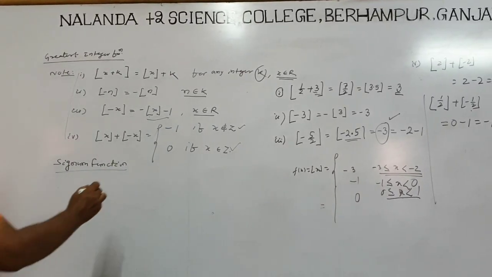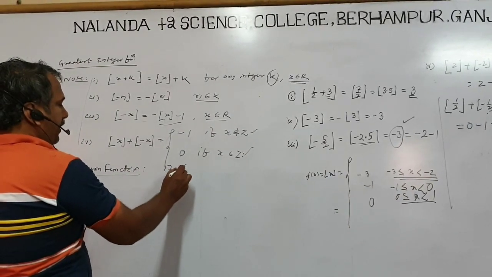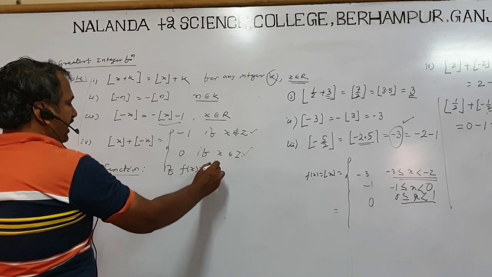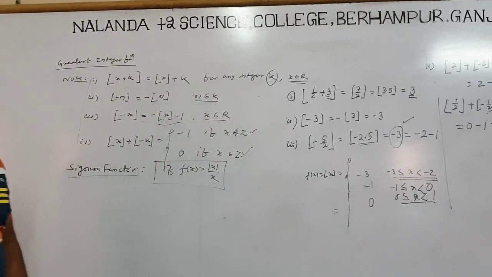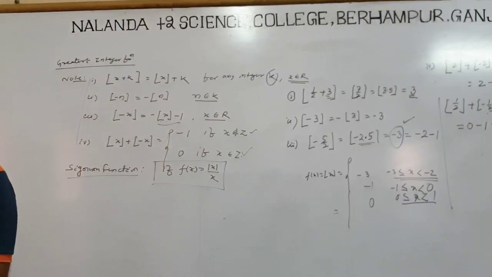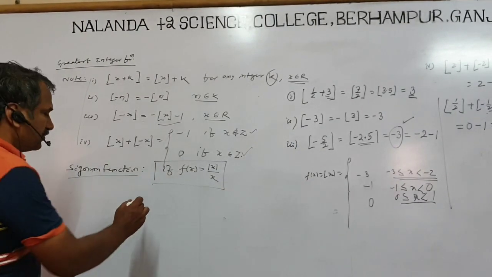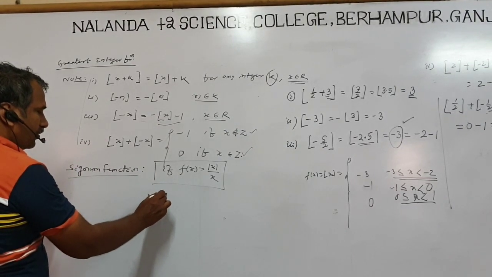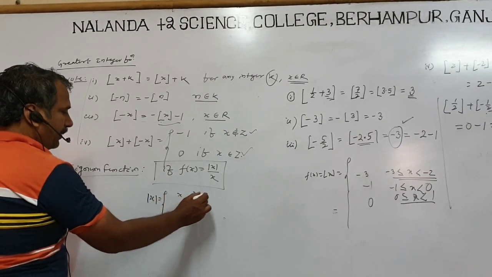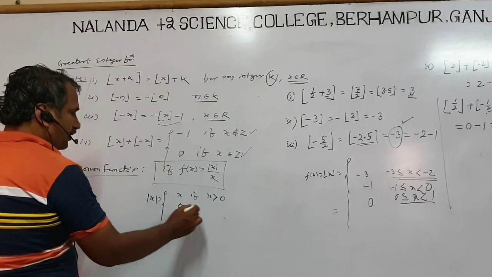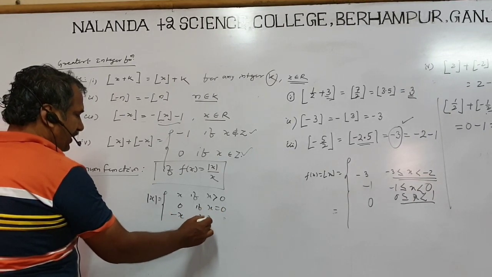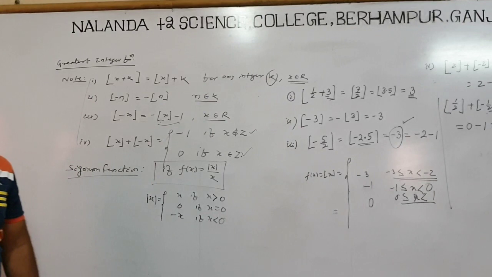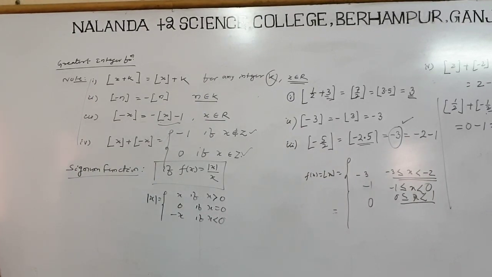A function is said to be a signum function if f of x equals mod x by x. Now this is the definition of a signum function, f of x equals mod x by x. Now what is mod x? We know that mod x equals x if x is greater than 0, 0 if x equals 0, minus x if x is less than 0. Now this is a modulus function.